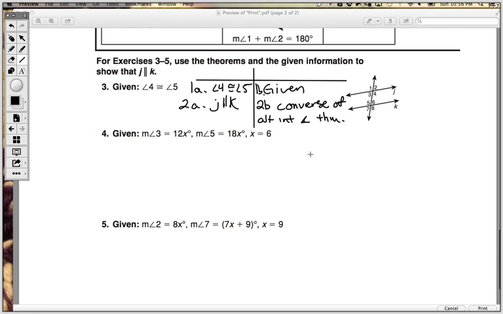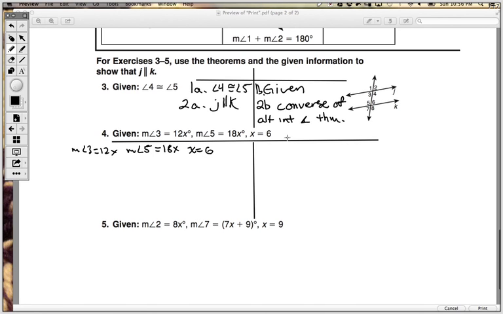So for number 4, we're going to split it up. I'm just going to kind of split it this way. We know that we're doing statements on the left and reasons on the right. Let's see if we can fit them all in here. So the first thing is all that given stuff. So we got measure of angle 3 equals 12x. Measure of angle 5 equals 18x, and x equals 6, and that's given. So that's my 1a and 1b.